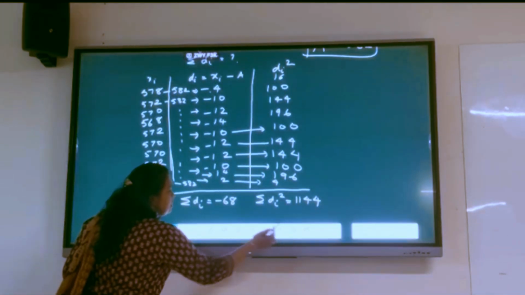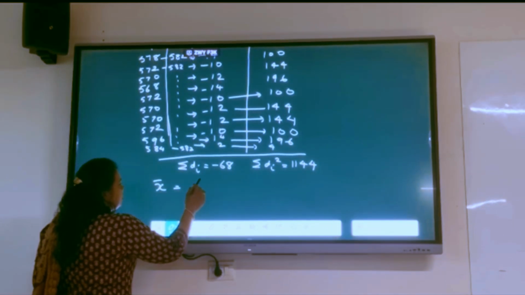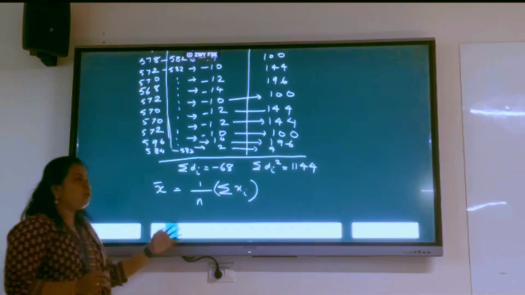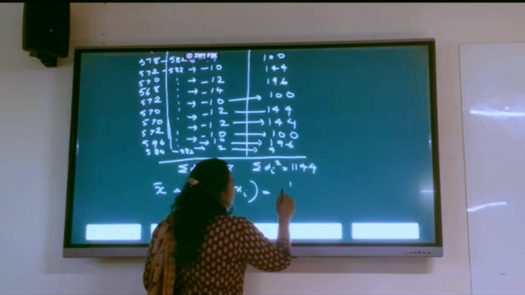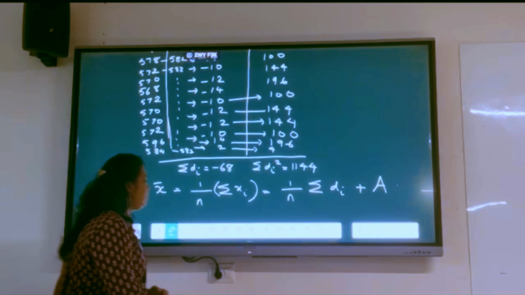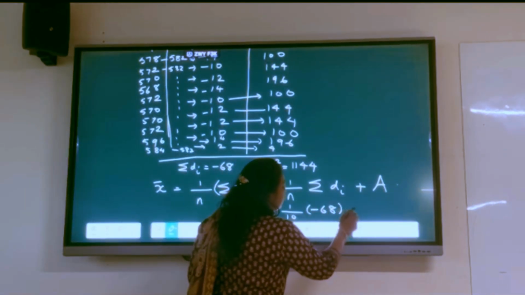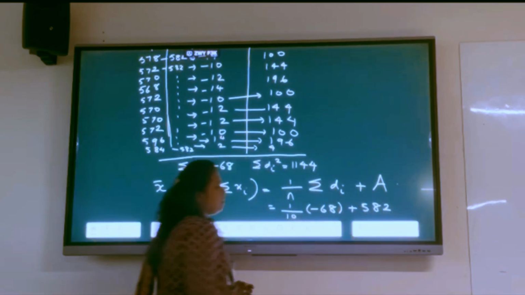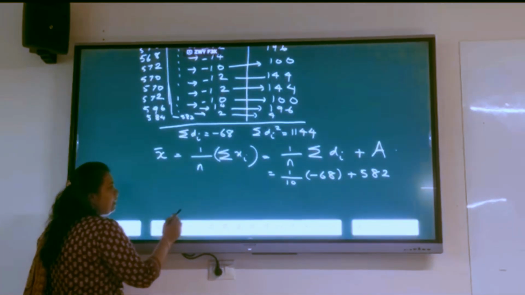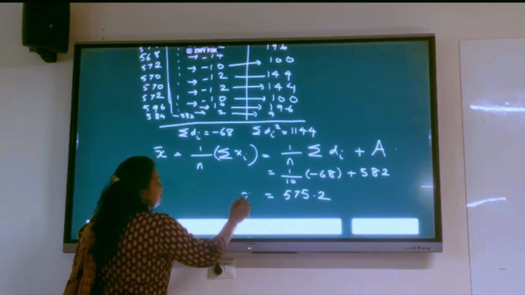After calculating this, first calculate your x bar, which is 1 by n summation xi. We are doing it with respect to the assumed mean, so we will write 1 by n summation di plus A, which is 1 by 10. When you calculate by subtracting, adding and dividing, you get the answer 575.2, which is x bar.